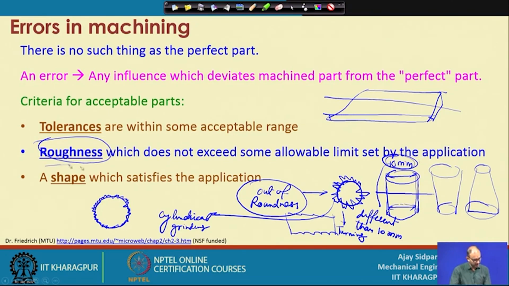whatever we want to measure, this 10 millimeter diameter. So, in that case you actually say yes or no to the part selection, where there is a deviation in the shape.